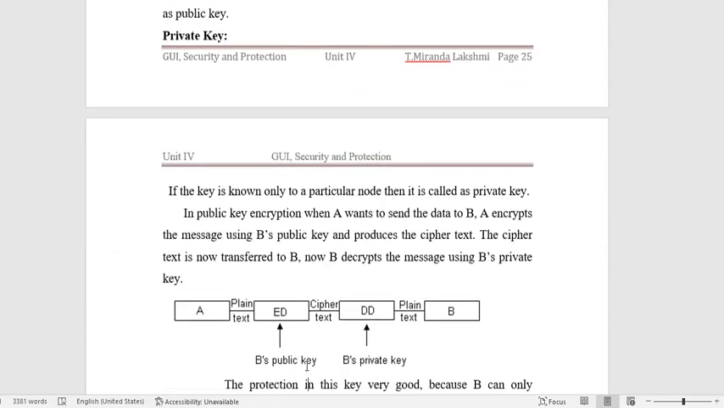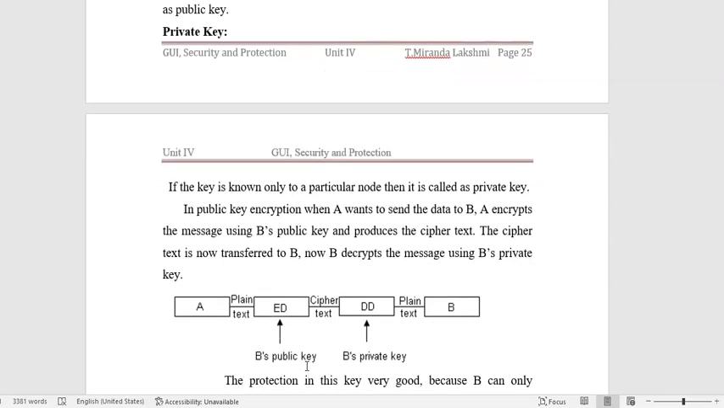Let us consider here. The public key is known to all the nodes connected to the system, but the private key will be known only to that particular system. Now if A wants to communicate with B, A will be encrypting with B's public key, because the public key is known to everyone. If I want to send a message to B, I will take B's public key.